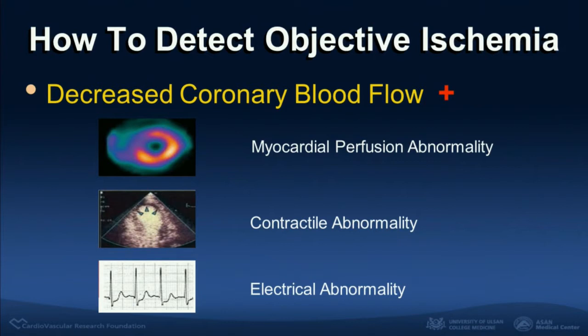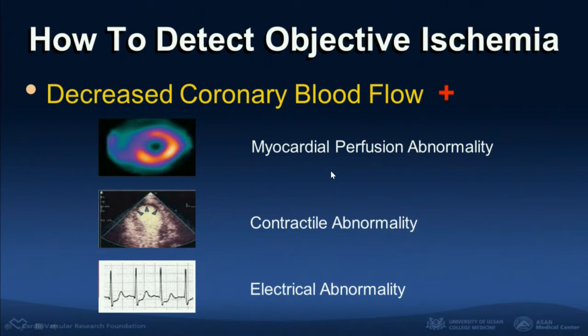theoretically decreased coronary blood flow, but decreased coronary blood flow is not enough. Due to this decreased coronary blood flow, there is some abnormality in myocardial perfusion. It could be detected by thallium SPECT, contrast abnormality, dobutamine stress echo, or ECG change in treadmill test or other stress tests. So ammonia PET scan could be the gold standard to detect coronary blood flow, but coronary blood flow is not the same as myocardial ischemia. So ammonia PET scan is not the gold standard to detect myocardial ischemia, I want to say.